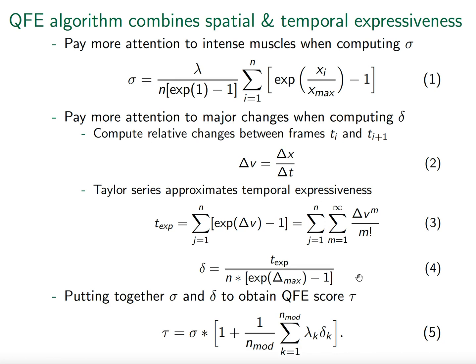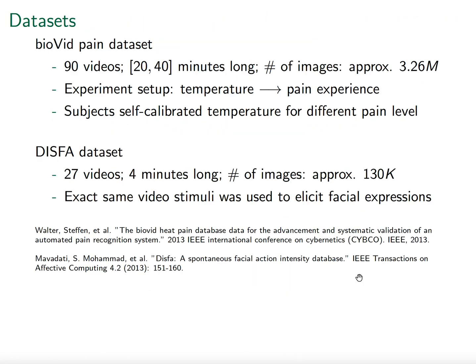Finally, we combine sigma and delta to obtain the final expressiveness score tau. Note that temporal expressiveness delta was computed using 3 different modalities: landmark, head pose, and eye gaze.